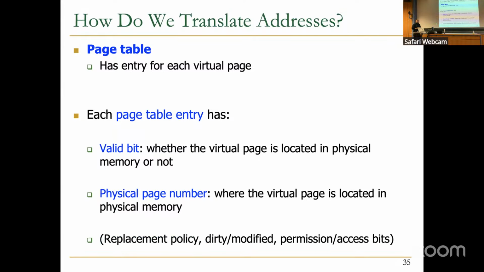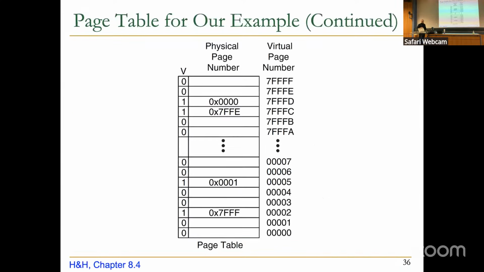And third, is there any other information I need to know about the virtual page? For example, do I have permission to access it? Has it been written by the program? Can I use some reference bits to find out if it has been accessed by the program so that I have a very smart replacement policy in the memory? I will explain more later about the page table entry and its structure.